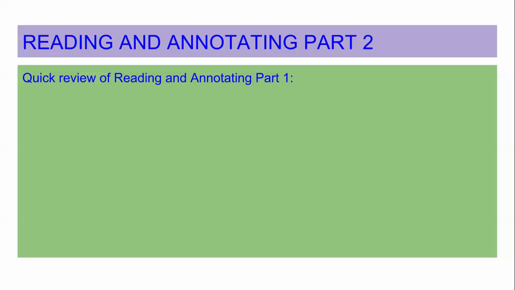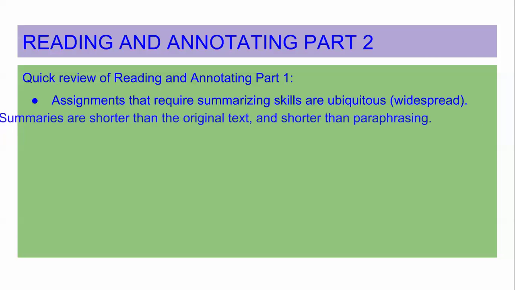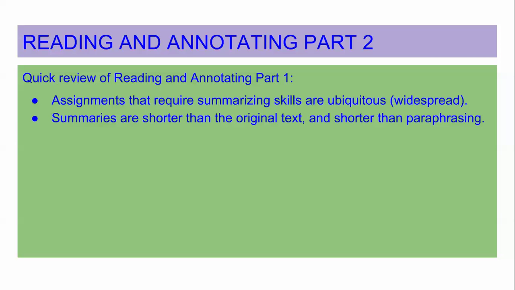First, though, we're just going to do a quick review of Reading and Annotating Part 1, in which we established that at VIU, the number one assignment seems to be summarizing. So here, you need summarizing skills. They're ubiquitous or widespread in terms of assignments. Also, in the first little tutorial, we established that summaries are shorter than the original text, and definitely shorter than paraphrasing.